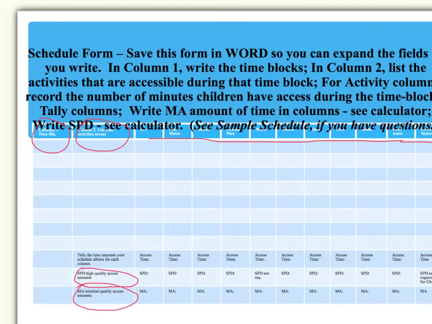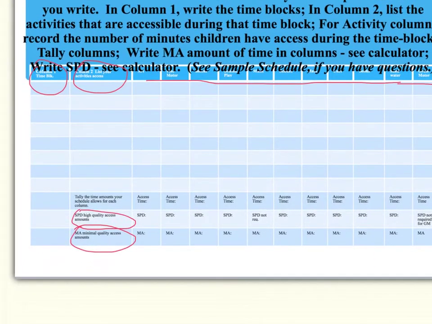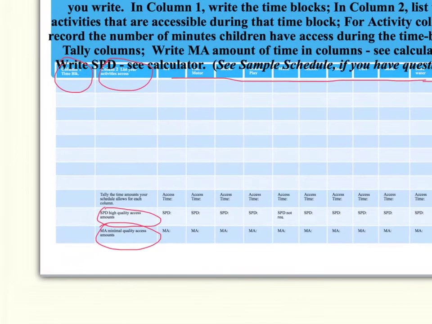The rest of the columns are all of the different activity centers that children can have access to. And so you're going to need to pay attention to those as you go, so that you know which centers you want children to go into. At the bottom of your schedule, you will find 3 different rows that are going to have the times in there. And so the first one that I have circled is the SPD.